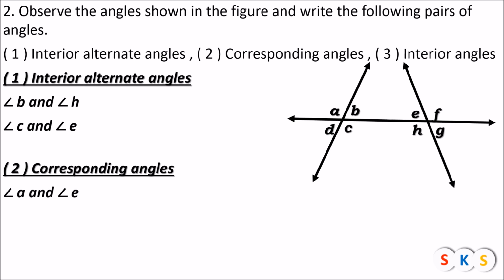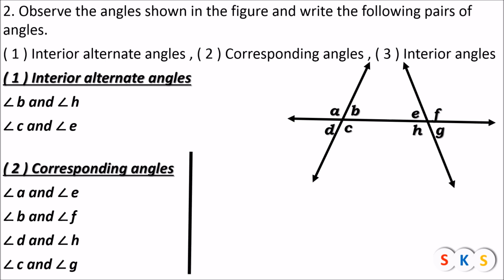So let's write the answer. Angle A and angle E is the first pair. Angle B and angle F is the next pair. Angle D and angle H is the next pair. Angle C and angle G is the last pair of corresponding angles.